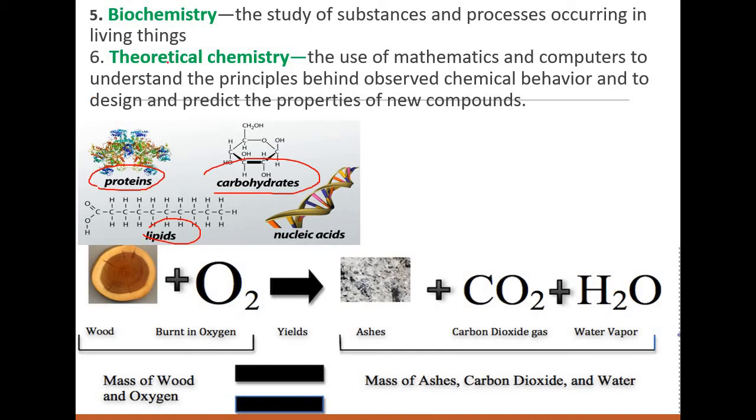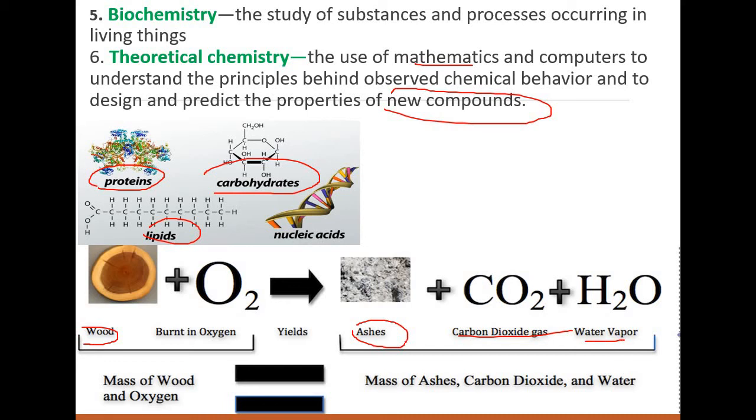Theoretical chemistry is the use of mathematics and computers to understand the principles behind observed chemical behavior and to design and predict the properties of new compounds. So theoretical chemistry uses mathematics and computers. For example, wood burns in the presence of oxygen, turns into ash and releases carbon dioxide and water vapor. This is a chemical reaction, so this is chemistry.